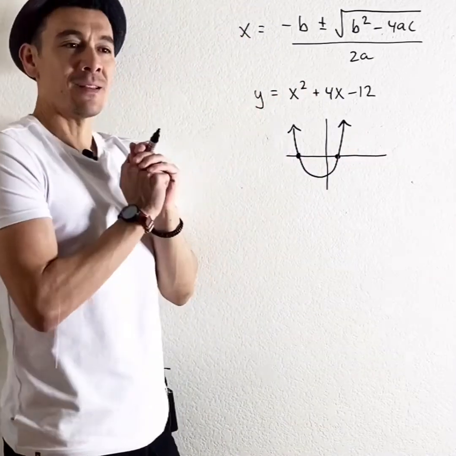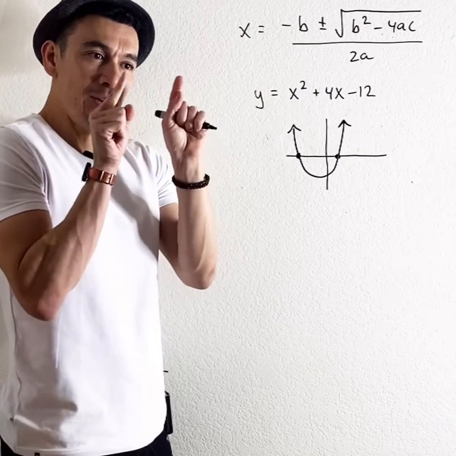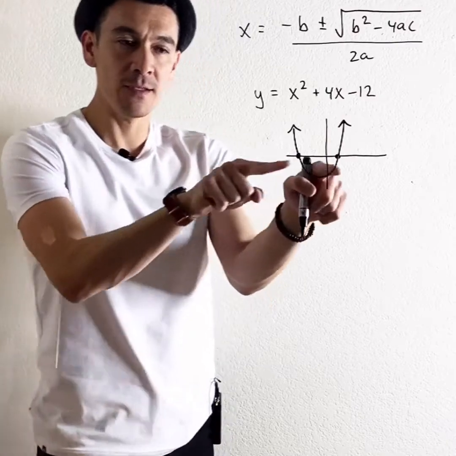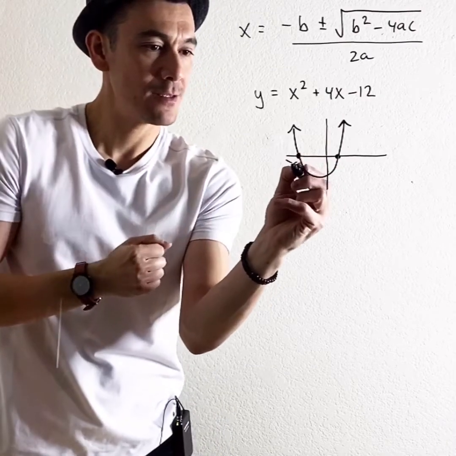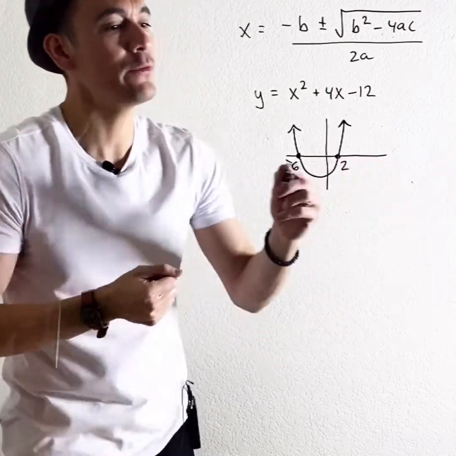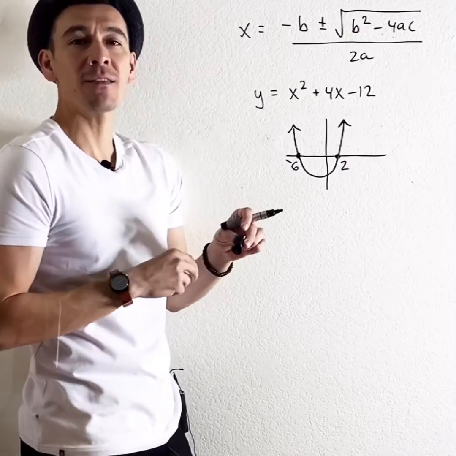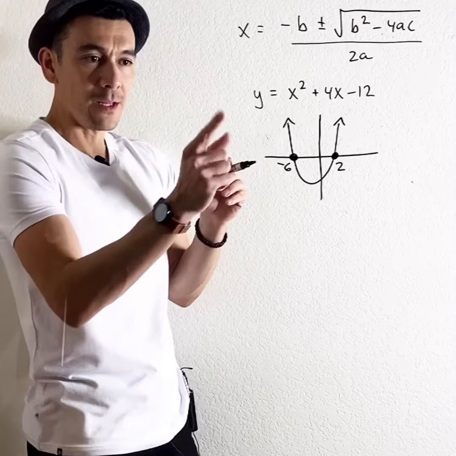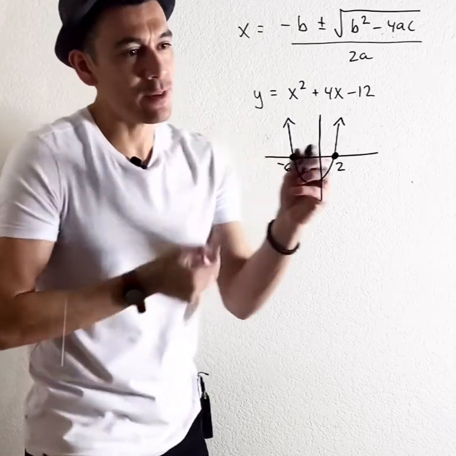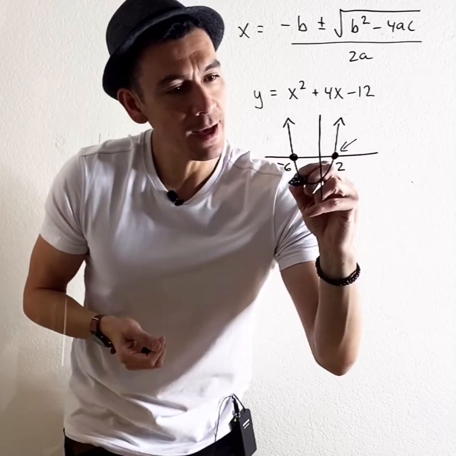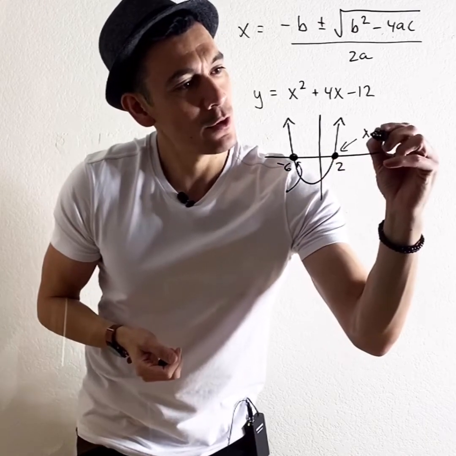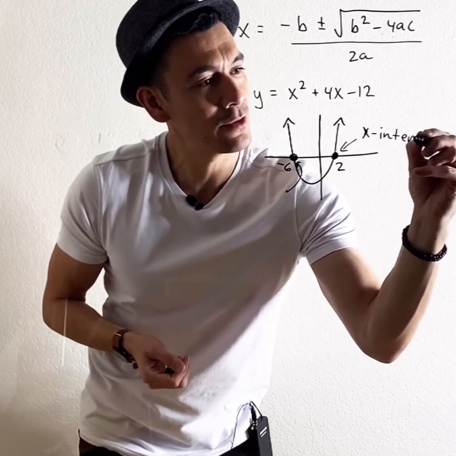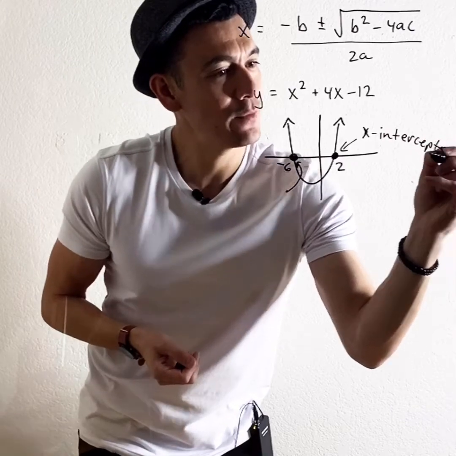It would look something like this. And then if you were to take your fingers and click there and there, these locations would be -6 and +2. If you don't believe me, check this out. So it looks something like this. Now, these points here, they have a special name. They're called the x-intercepts. Perhaps you've heard of them before.